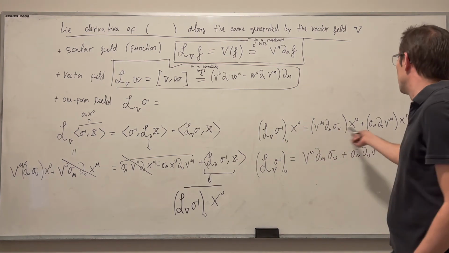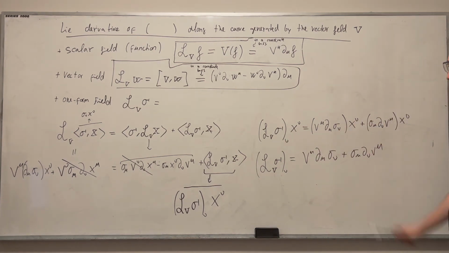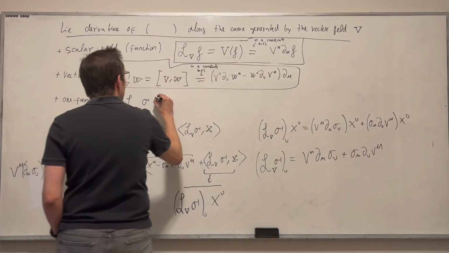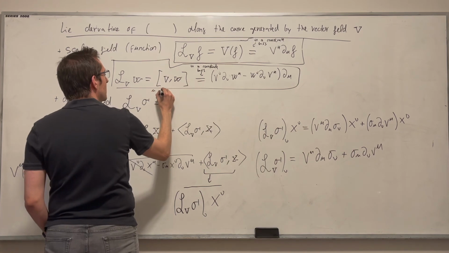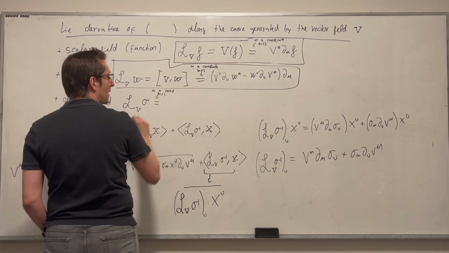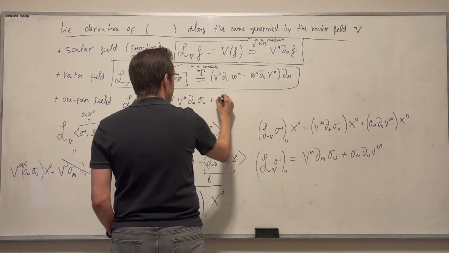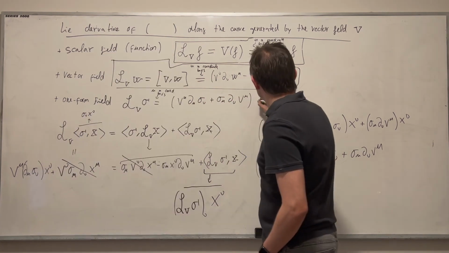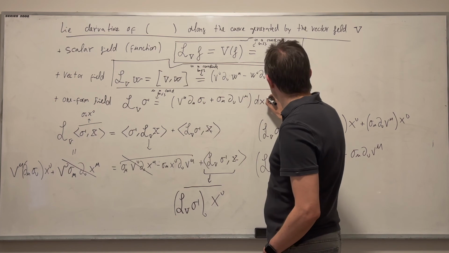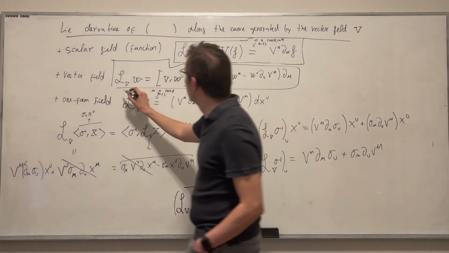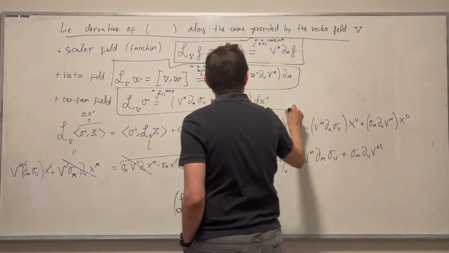Because this is true for all x, an arbitrary vector, an auxiliary vector that I used, I can write it directly in a coordinate basis. So in a coordinate basis, this is V mu partial mu sigma nu plus sigma mu partial nu V mu, contracted with the elements of the basis, of course, dx nu. All right, there you go. So this is the Lie derivative of a one form.